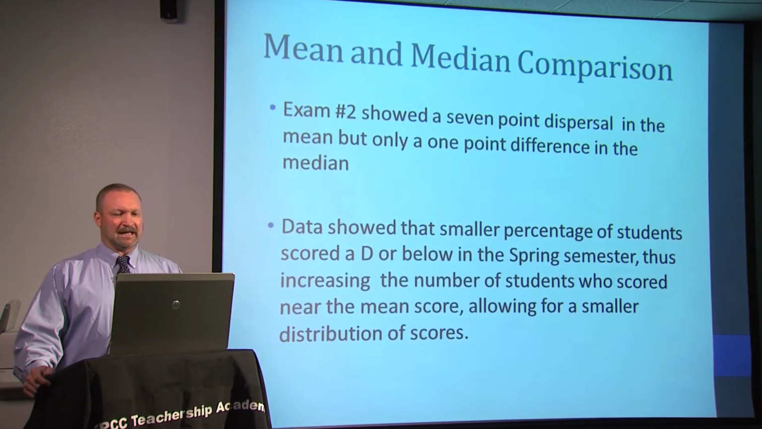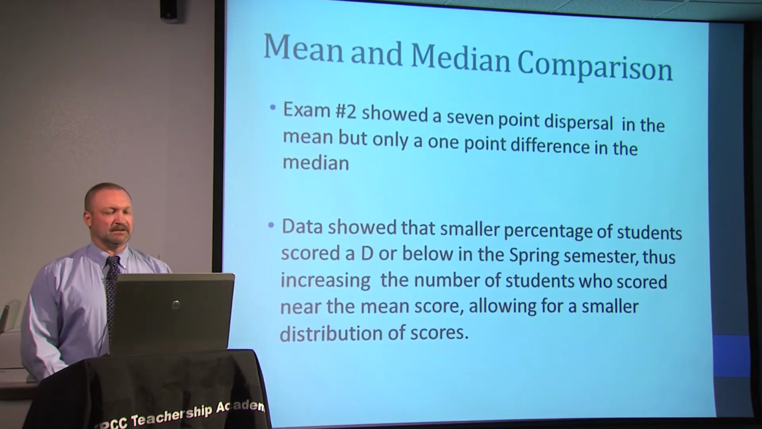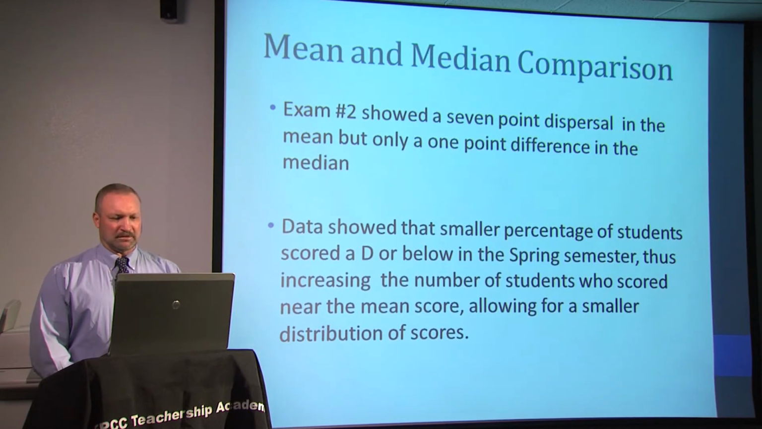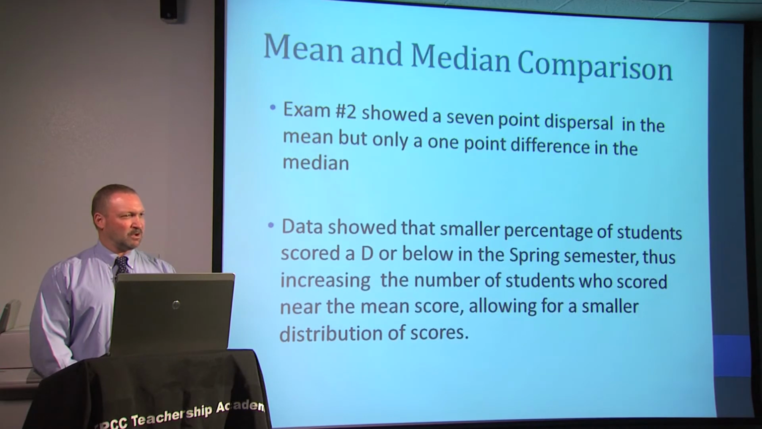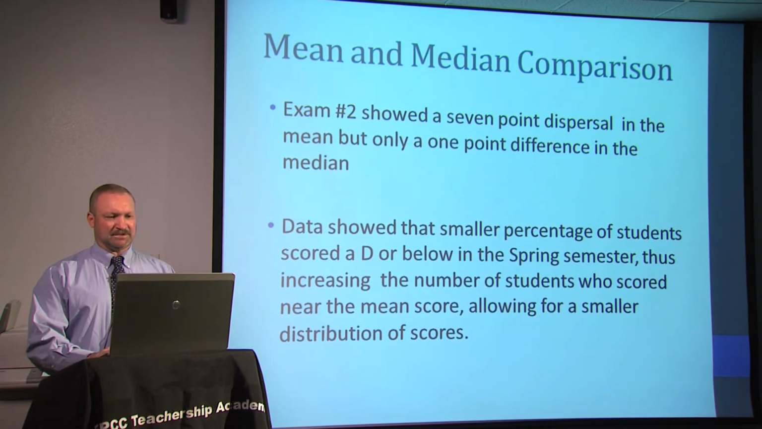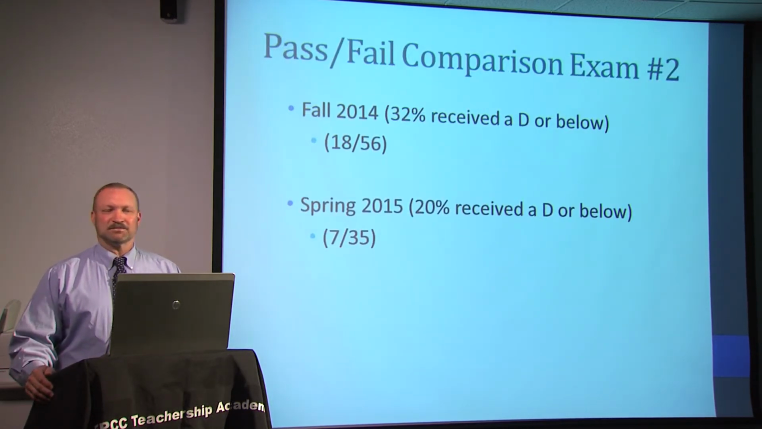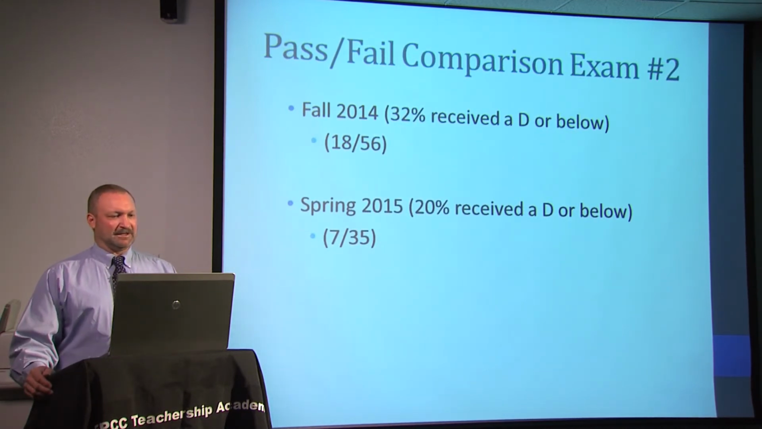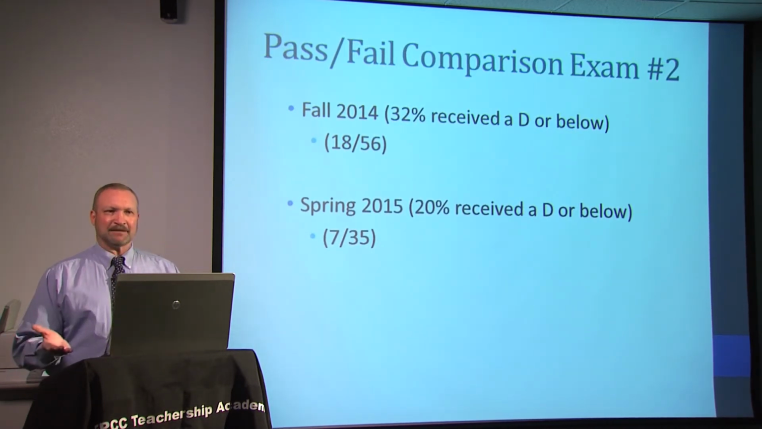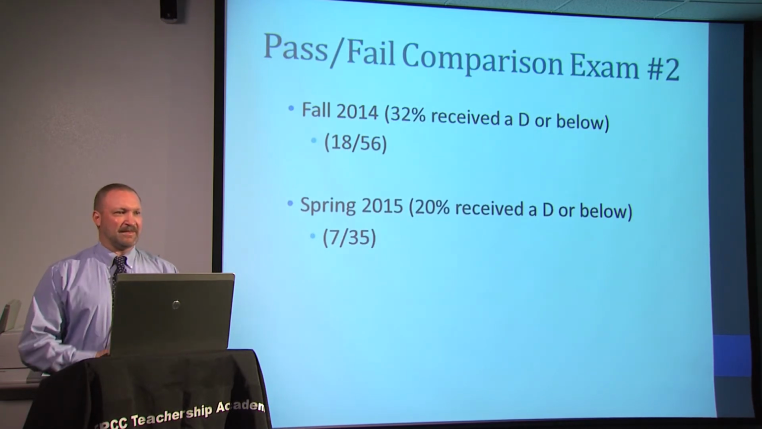the median. What that data showed me was that a smaller number or percentage of students scored a D or below in the spring semester, thus increasing the number of students who scored near the mean score, allowing for a smaller distribution. And basically what that means was a smaller number failed. Hopefully through the intervention, it brought those bottom scores up more towards that mean.